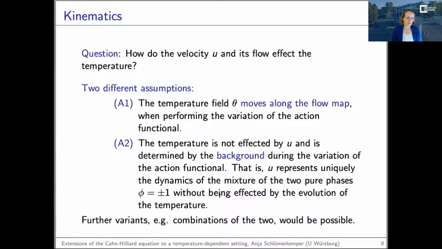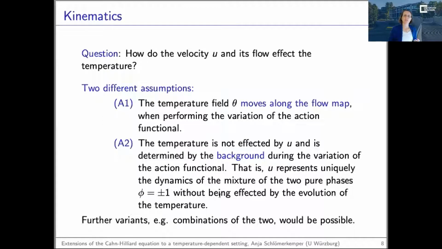What is not standard or debated is the question: how does the velocity or the related flow affect the temperature? What is the interaction between temperature and the flow? How is the temperature transported? To our knowledge, this has not been solved. There's not a unique answer. In this talk and also in our preprint article, we focus on two different assumptions, A1 and A2.